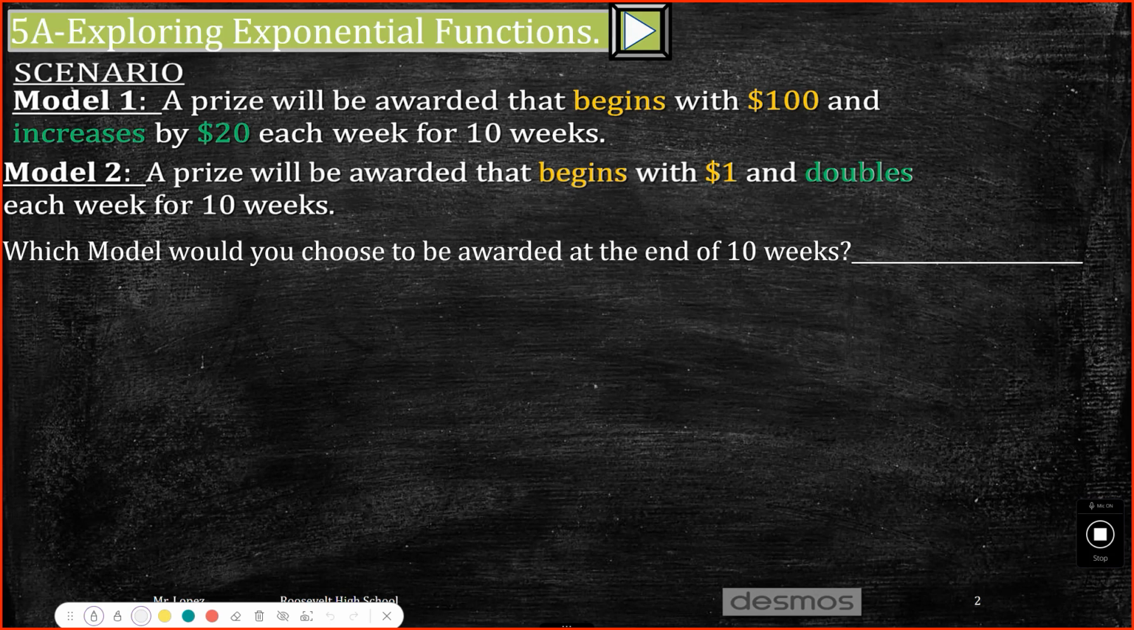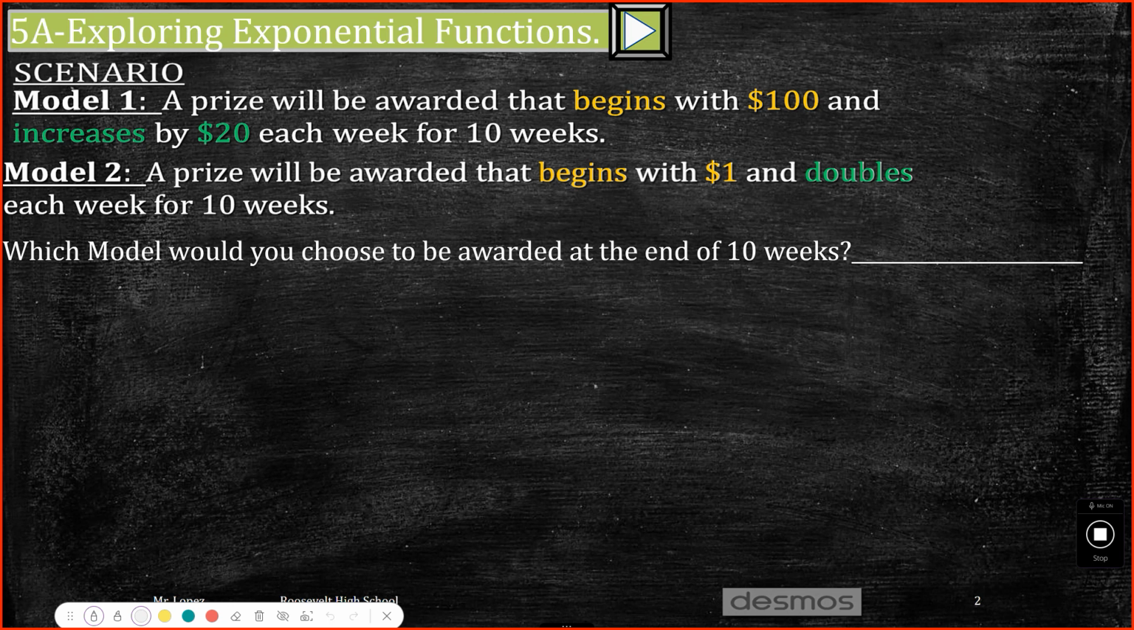All right, lesson 5A, exploring exponential functions scenario. You're going to choose one of these models. Model 1: a prize will be awarded that begins with $100 and then increases by $20 each week for 10 weeks. Or you could choose Model 2, where a prize will be awarded that begins with $1 and doubles each week for 10 weeks. The actual prize is how much it amounts to for each.